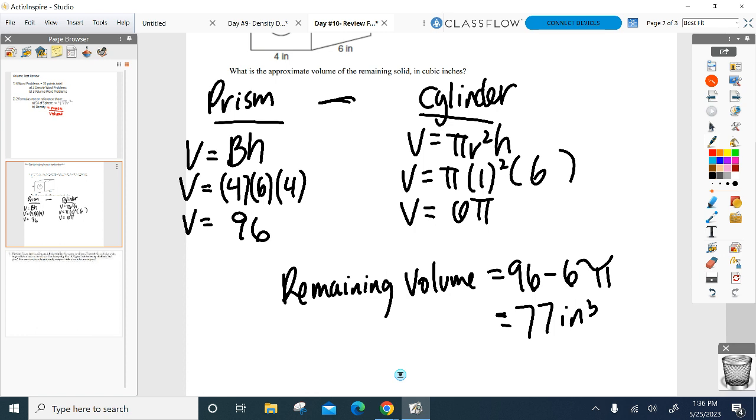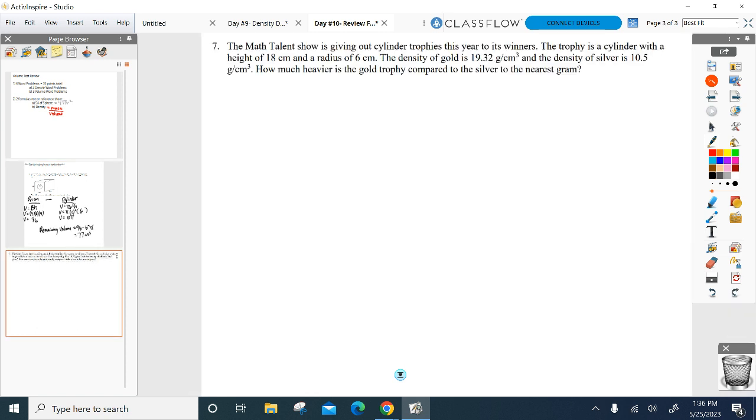So volume type problem right there. All right, how about density? Let's go to the old math talent show tradition. Number 7.